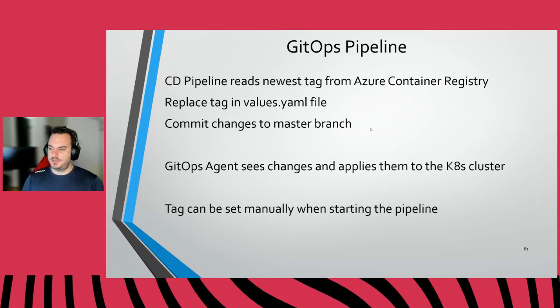And another feature, which I think all CD tools, at least GitLab, GitHub, and Azure DevOps, provide, is that developers can also set parameters when they start the pipeline. So we used this to set the tag. If a developer wanted to deploy a specific version, they could set the tag when they start the pipeline. And if they didn't set a tag, then we read the newest one. So you are totally flexible to do whatever you need to do for your application.